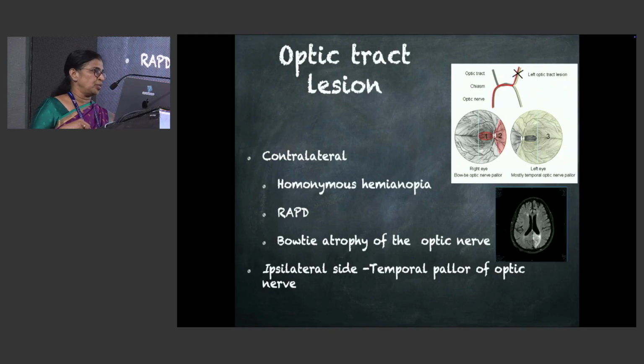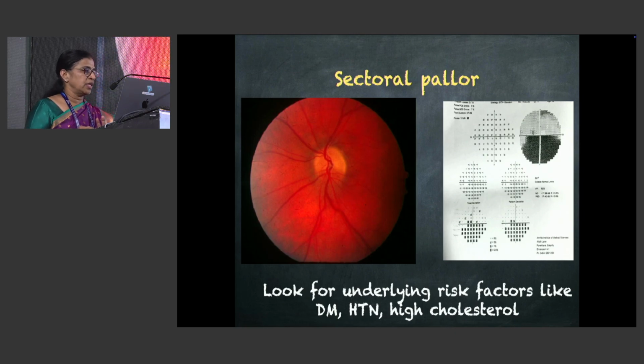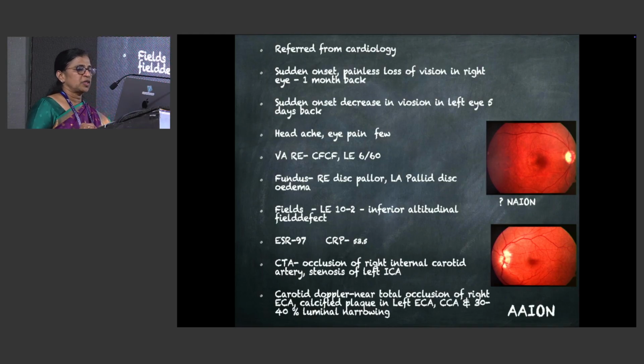Okay. So in optic tract lesion, you have homonymous hemianopia on the contralateral side, RAPD and bow tie atrophy of the opposite side, and temporal pallor on the ipsilateral side. And when there is sectoral pallor and altitudinal field defect, we should think of AAOI, that is discussed in detail by our Dr. Kiran. So here this patient was referred from cardiology.